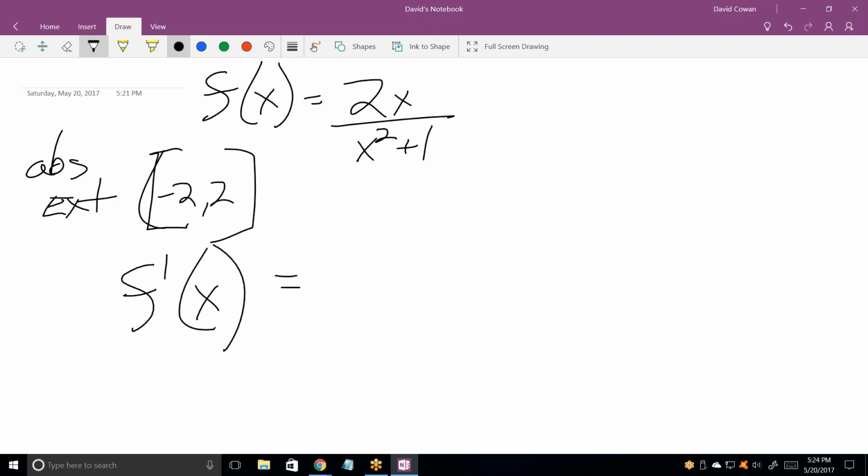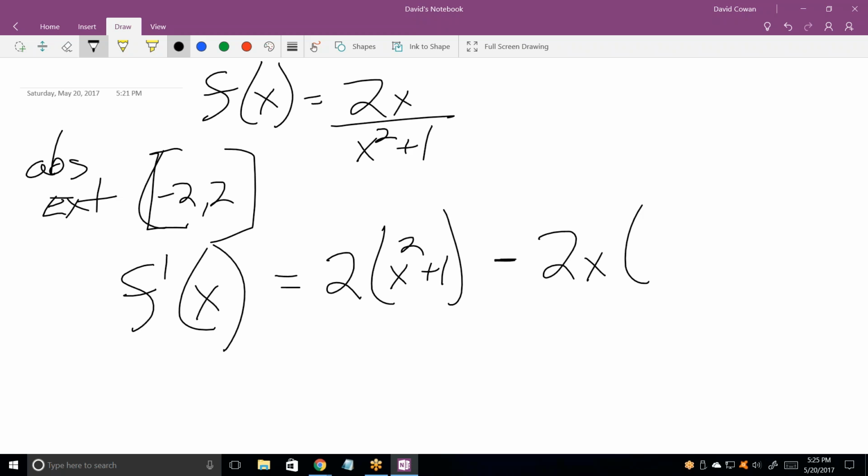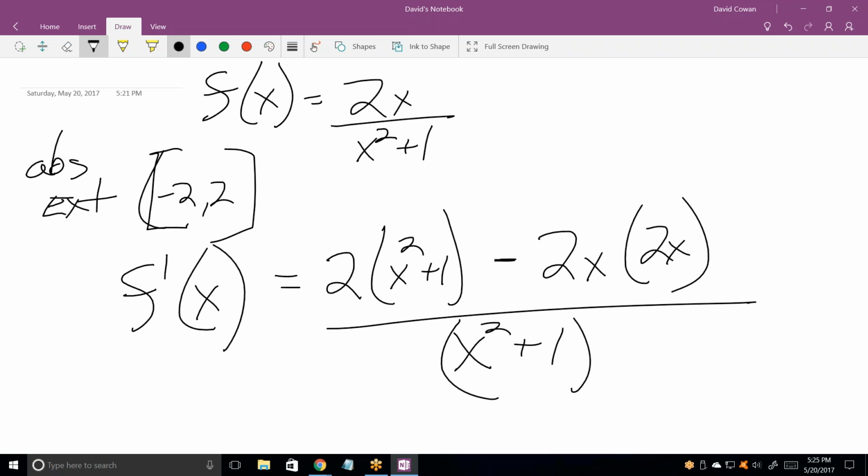So, the 2 times x squared plus 1. Hold on. How do you memorize the quotient rule? Tell me what you use. The derivative of the top times the bottom minus the derivative of the bottom times the top over the bottom squared. That's fine. It's different than how I memorize it, but it's the same thing. So I've got the derivative of the top times the bottom minus the derivative of the bottom times the top all over the bottom squared, right? Do I have that right?